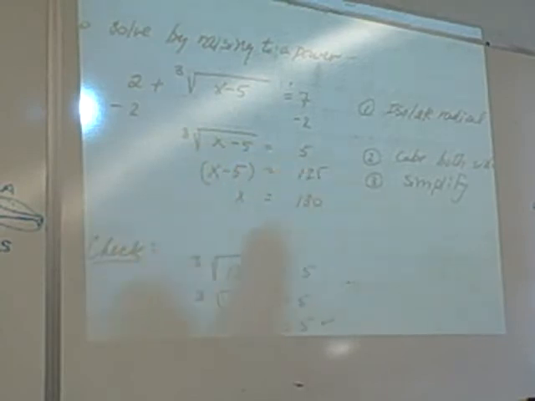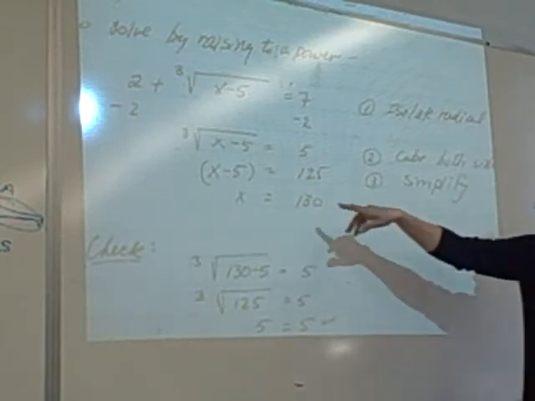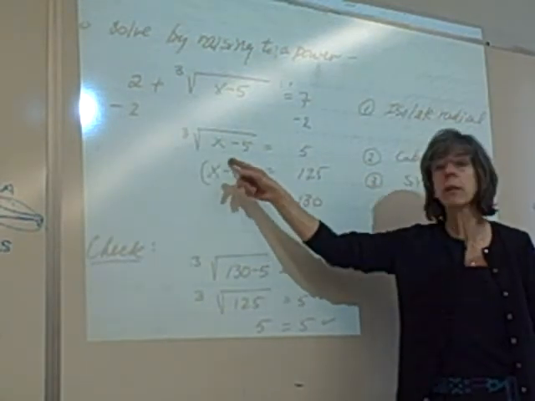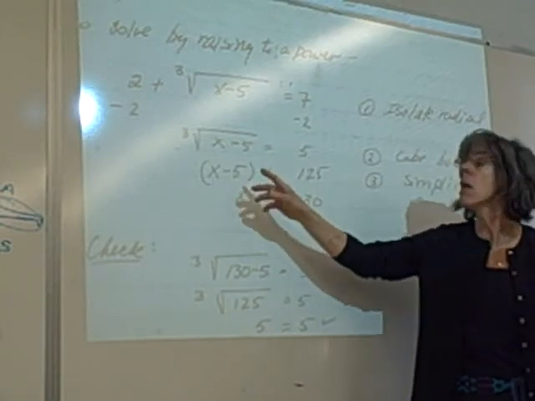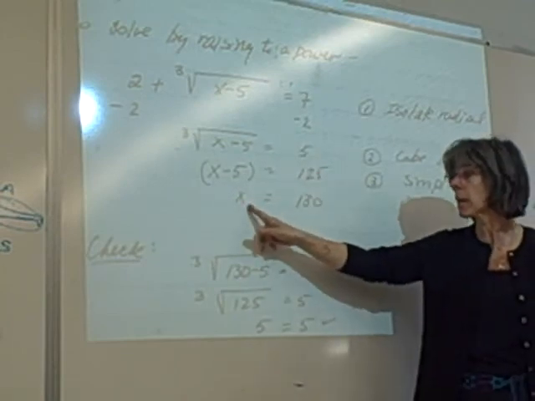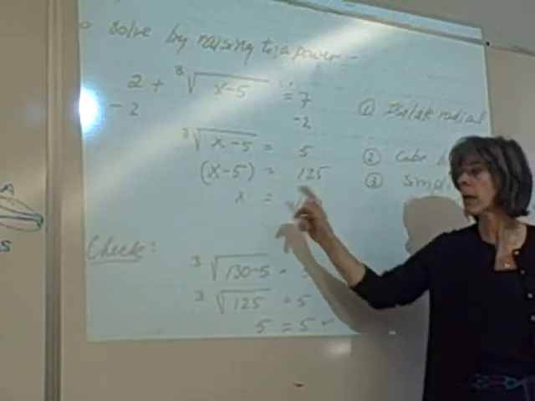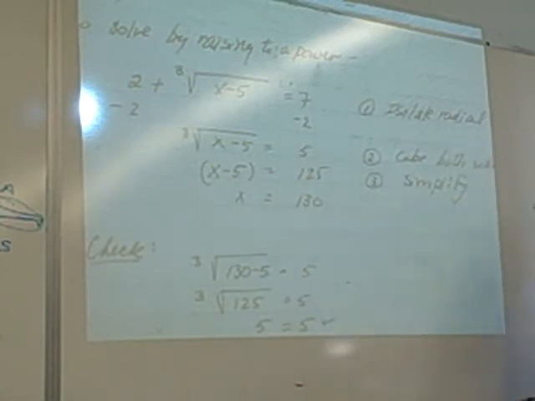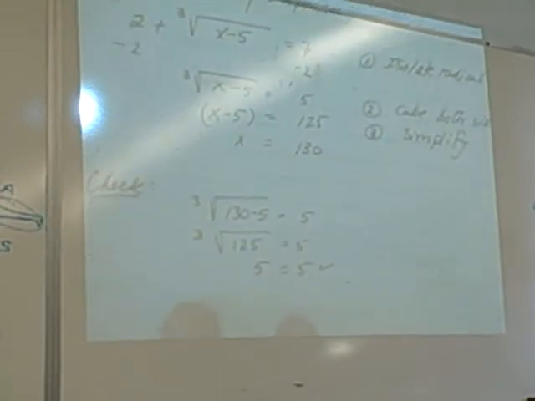Well, I'm going to cube both sides. And if I cube this, do I get the number without the radical? Then I have to remember to cube the 5. And then I can solve it. And I know that x is 130. And when I check that, there was only one solution in this particular case. So I have 5 is equal to 5. Okay, one more, and then I'm done.